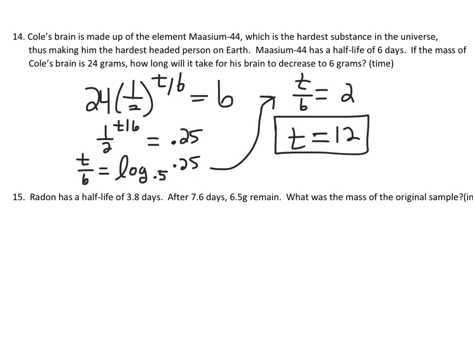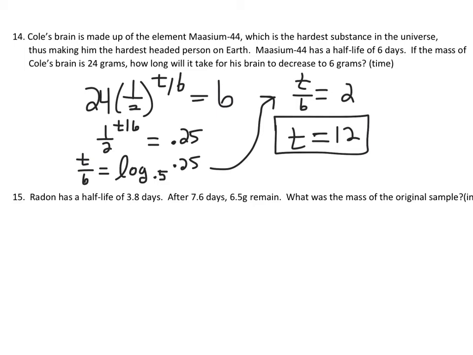All right, with problem number 14, we have Cole's brain is made up of the element magnesium-44, which is the hardest substance in the universe, thus making him the hardest-headed person on Earth. Magnesium-44 has a half-life of 6 days. If the mass of Cole's brain is 24 grams, how long will it take for his brain to decrease to 6 grams?